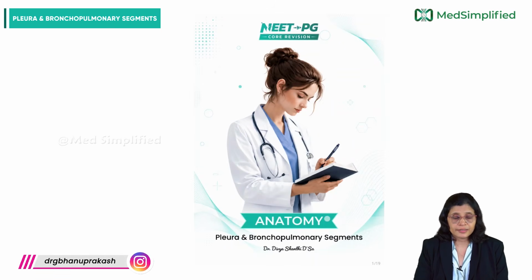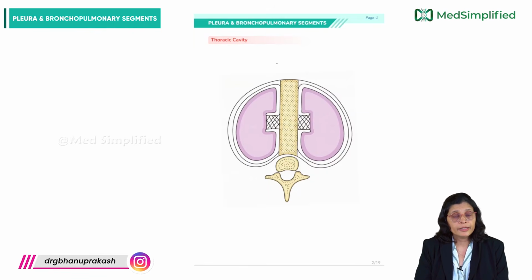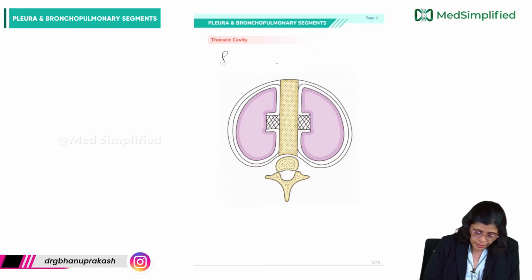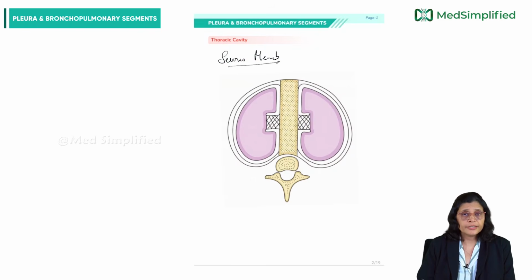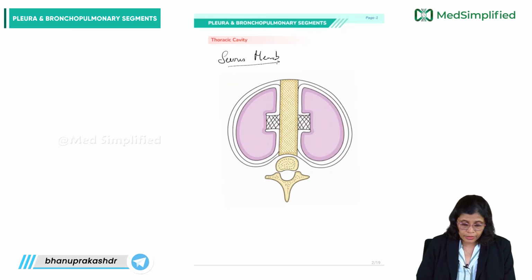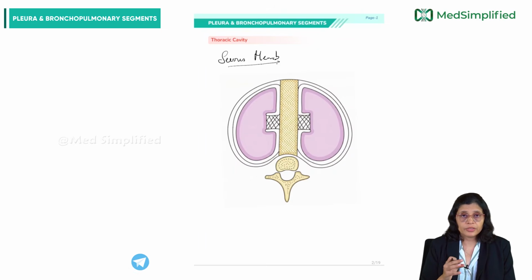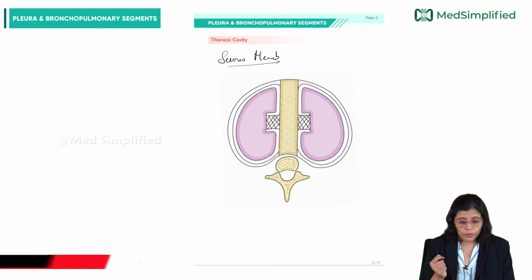So let's get started. The pleura, just like the peritoneum, is a serous membrane which lines the inner surface of the thoracic cavity as well as the lungs. This serous membrane is lined by flattened epithelium, which we call the mesothelium, and this mesothelium secretes a watery lubricant, which we call the serous fluid.